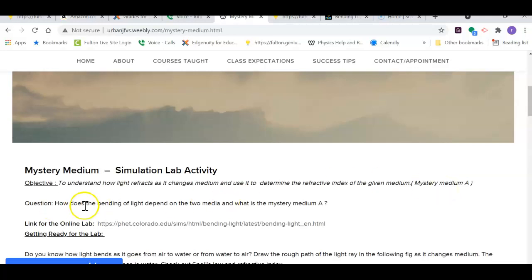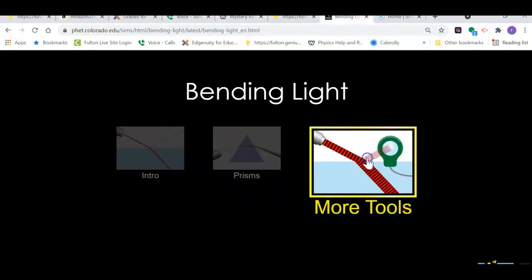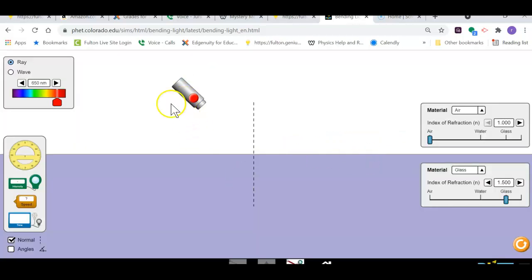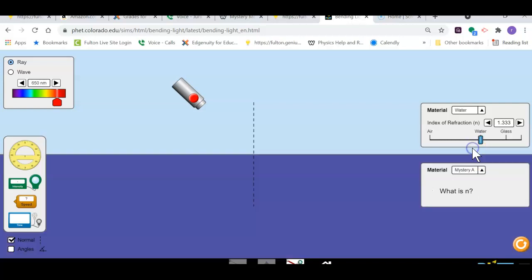So the question is, how does the bending of light depend on the two media, and what is the mystery medium A? So we need to go to the simulation, which is right here. When you get to the simulation, click on More Tools, and this will be your simulation. You have to choose the first medium as anything other than air, so I'm going to choose it as water, let us say, and the second medium is going to be mystery medium A.